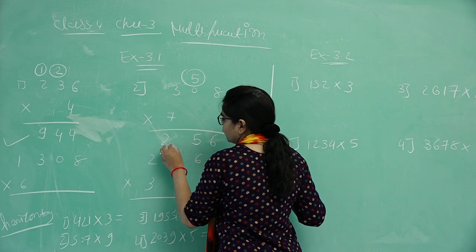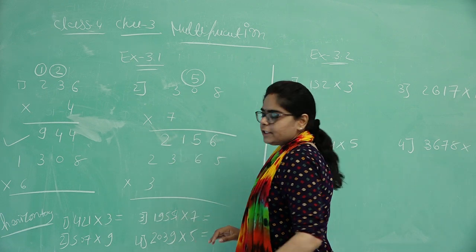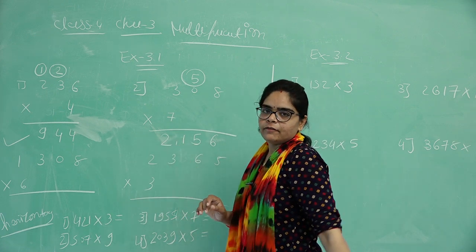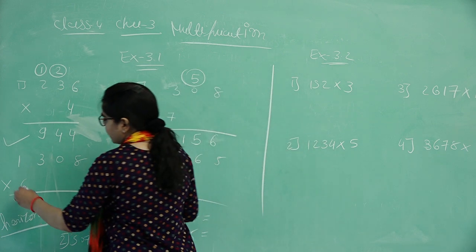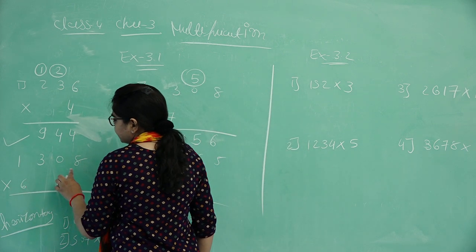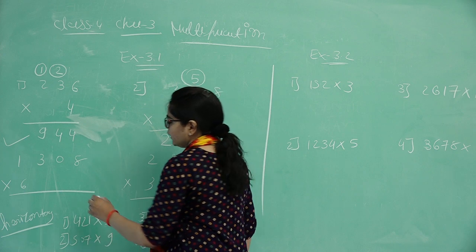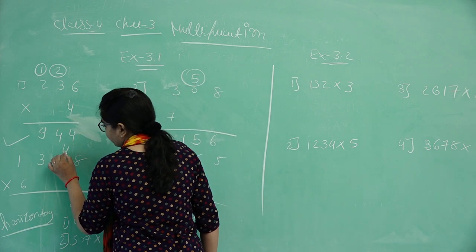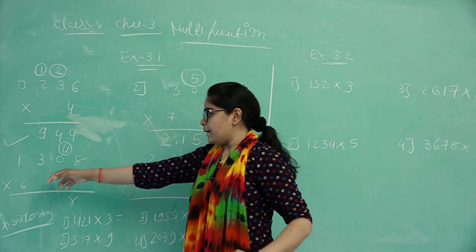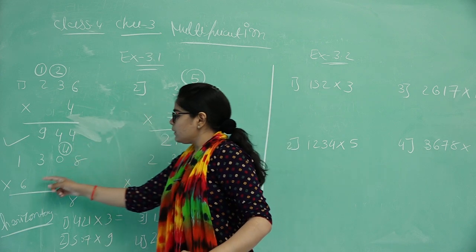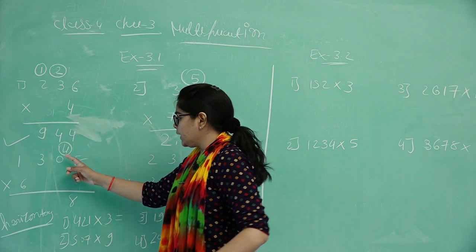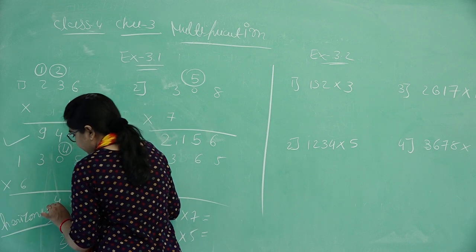7 3s are 21. This one is your answer, 2156. Then our third example, 6 8s are 48. So 8 here, 4 here. My dear students, same positions. In this sum, 6 zeros are 0. So 4 as it is here.